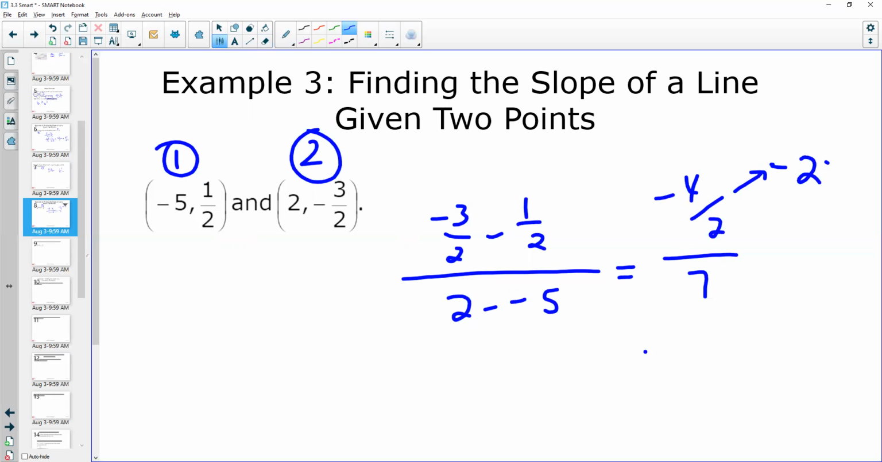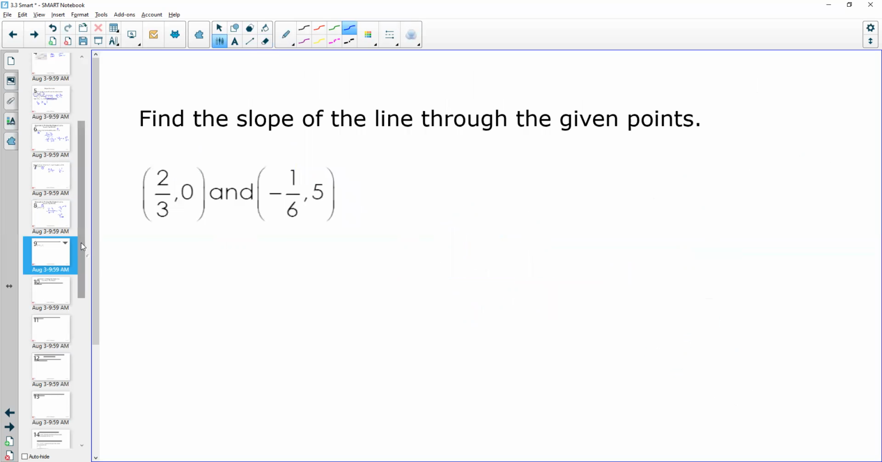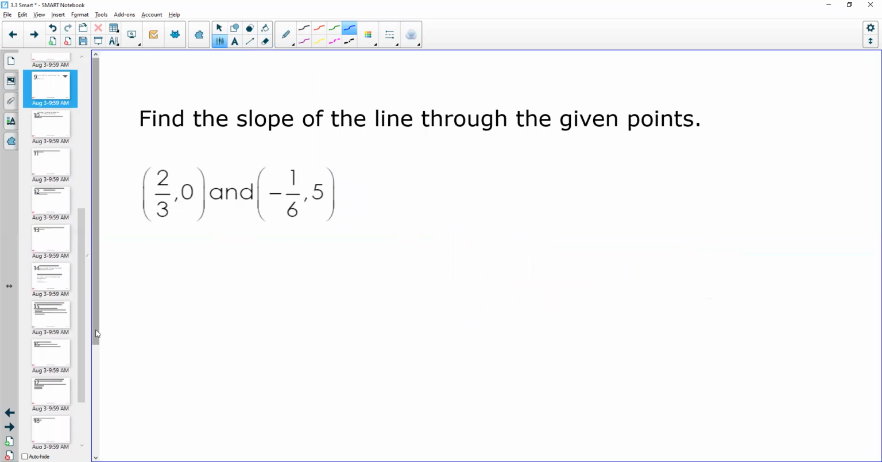So that's negative 2. So the answer here is going to be negative 2 over 7. So it's going to be down 2 for every 7 to the right. That's all. All right, let's try one more.